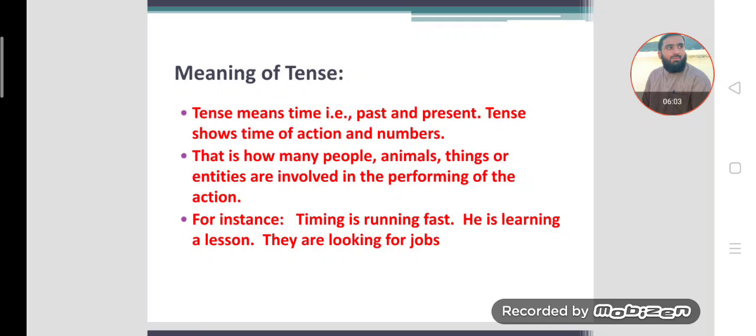Okay, for instance: Time is running fast. He is learning a lesson. They are looking for job. Like in the first sentence, there is time. In the second, we know that he is masculine gender. And they are looking for job. They is plural. They means more than two, more than two people are involved in this action. They are searching for job.